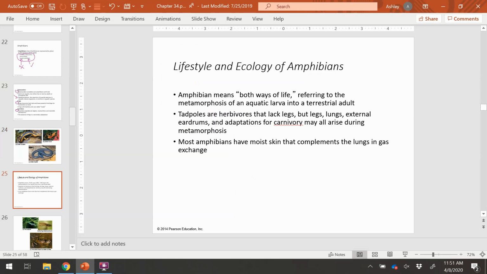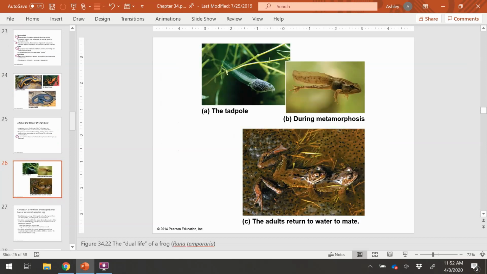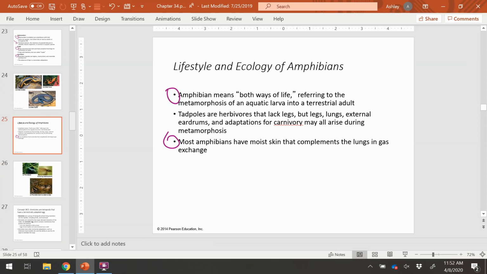Right, so amphibians, their word means both ways of life, referring to how they start off as a usually aquatic larva, moving to a terrestrial adult. So they start off in the water and then move to land in their lifespan. Starting out as a tadpole, they usually have a tail for swimming. They have to develop all those features of legs, lungs, external eardrums. This all occurs during metamorphosis. Amphibians are also known for having a moist skin that will help with gas exchange, as their lungs are usually small, and so their skin also is a site of gas exchange. You'll want to know that too.